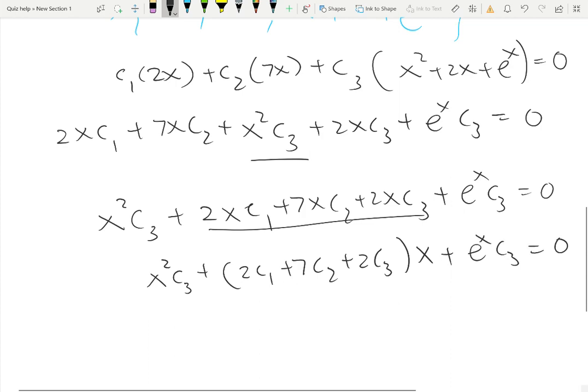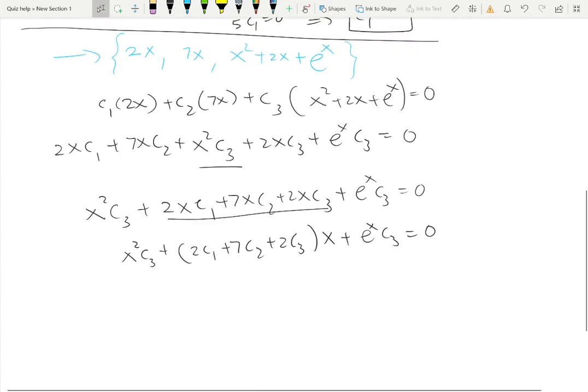Alright, so now I have a clean, simplified left hand side, ordered and grouped better. That is what I should say. Now let's compare the coefficients.